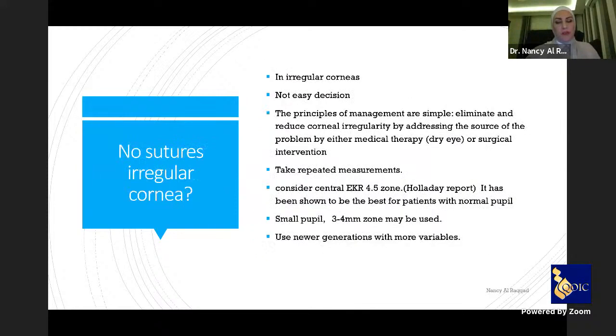What if it is irregular, even after transplantation, or it was transplanted a long time ago, and you cannot just regularize it the common way? This is not an easy decision. Although the principle of management is simple, it's not easy to apply. Basically, we have to eliminate and reduce the corneal irregularity by addressing the source of the problem. Either medical, if it's a dry eye, we have to treat it. If there's a Salzmann degeneration, or vascular overgrowth or vascularization, you have to try to optimize the surface as much as we can, surgically or medically. Take repeated measurements, because this affects the case at the end.